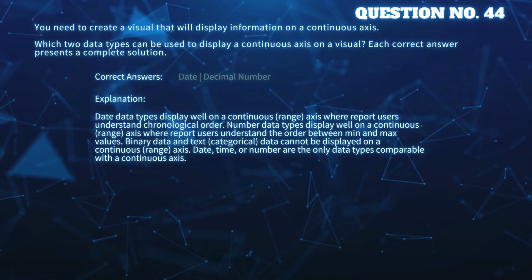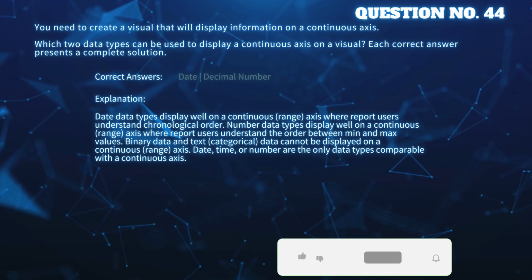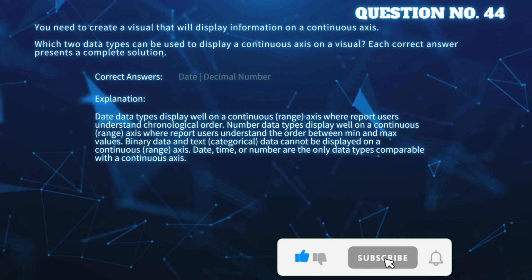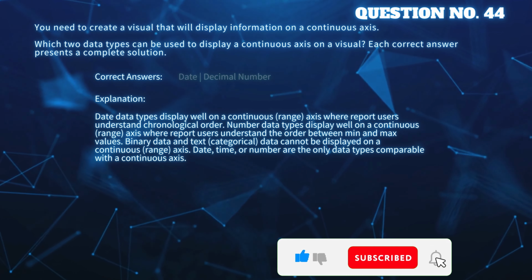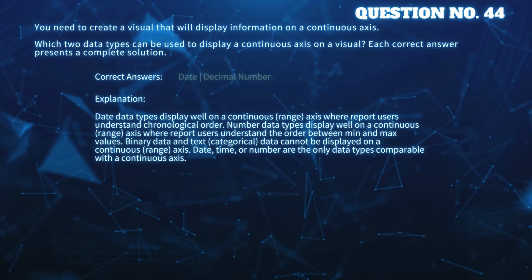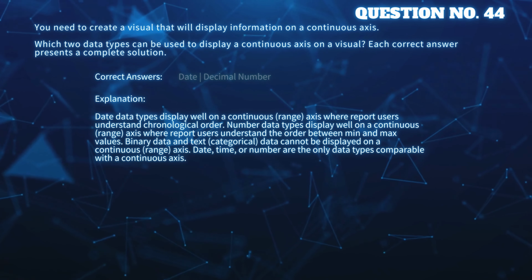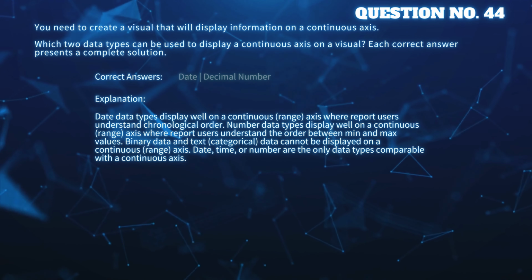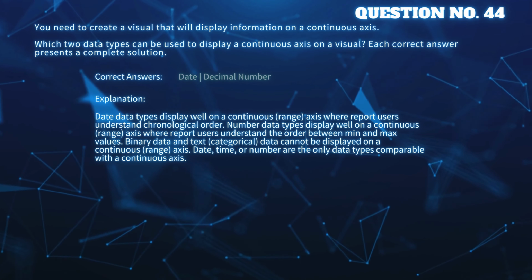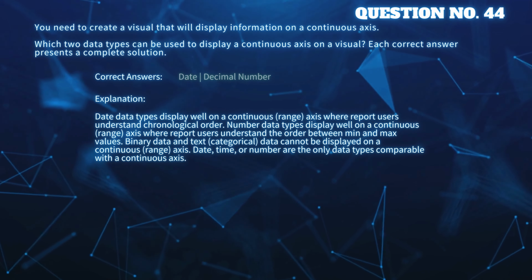Correct answers: date, decimal number. Explanation: date data types display well on a continuous, range, axis where report users understand chronological order. Number data types display well on a continuous, range, axis where report users understand the order between min and max values. Binary data and text, categorical, data cannot be displayed on a continuous, range, axis.